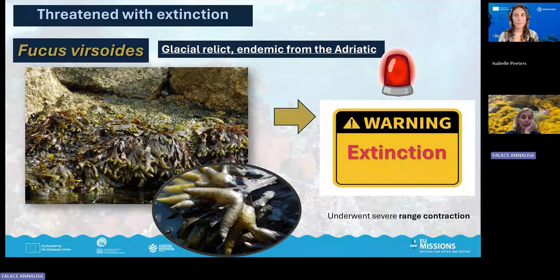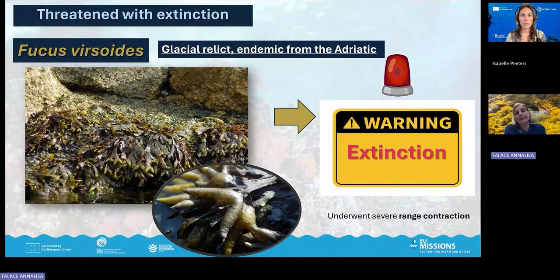Till now, we have designated some populations, some species, as under threat, but also threatened with extinction, in particular species that already live in a very challenging habitat like the intertidal ones. So they are very subject to pollution that comes from the sea, but also from the land. I have here two examples. One is Fucus virsoides, a species endemic to the Adriatic.